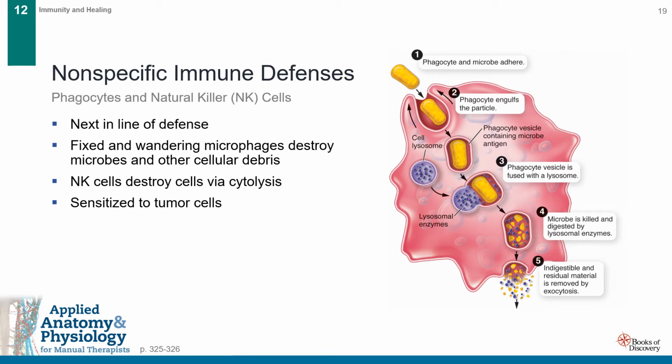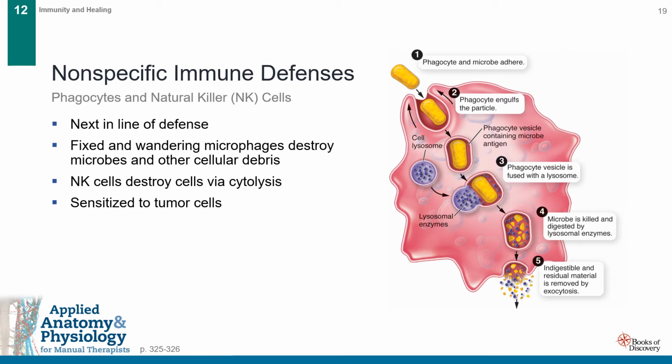Another key player in nonspecific immune defenses are the NK cells, or natural killer cells. They are a type of lymphocyte found in the blood. While phagocytes ingest pathogens, NK cells attach to the surface of infected cells and secrete a toxic substance that destroys the plasma membrane. This direct method of destroying infected cells is called cytolysis.